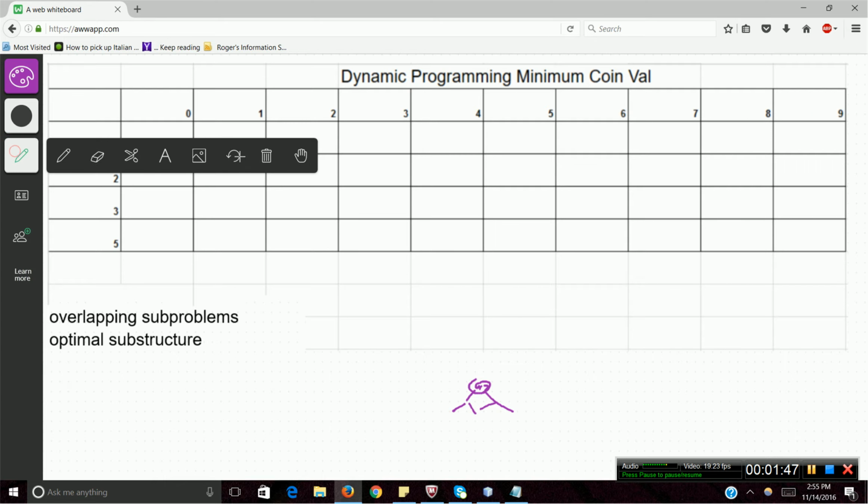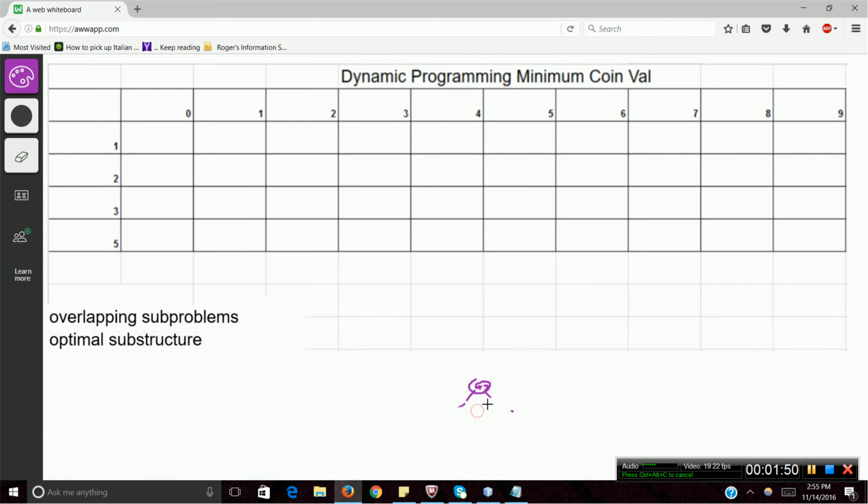So that's all that overlapping subproblems means. If the problem has this characteristic, using dynamic programming will save us a lot of time, because when we create this table, instead of solving the same problem many times down in this tree, we're going to be able to solve it just once in our table and then look up the answer when we want it.